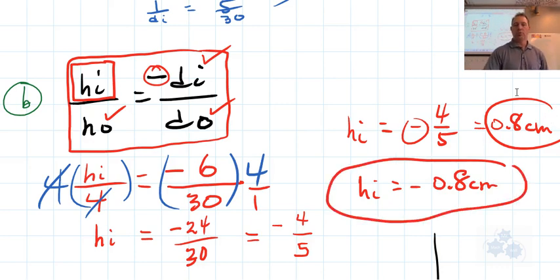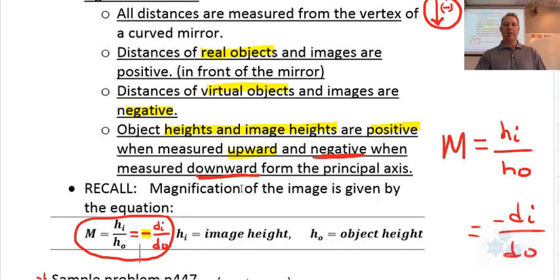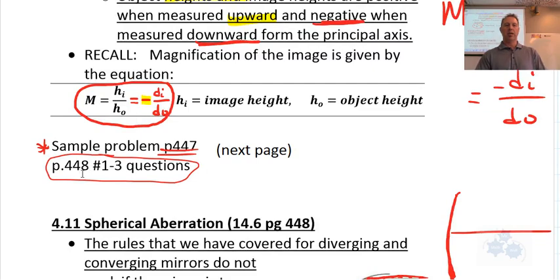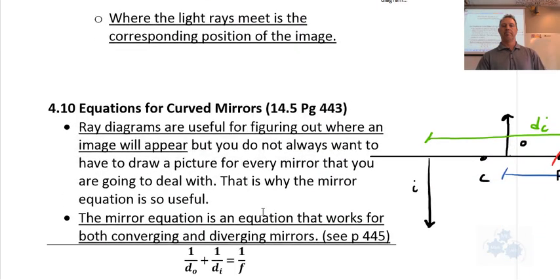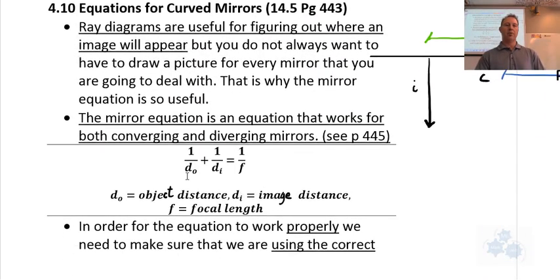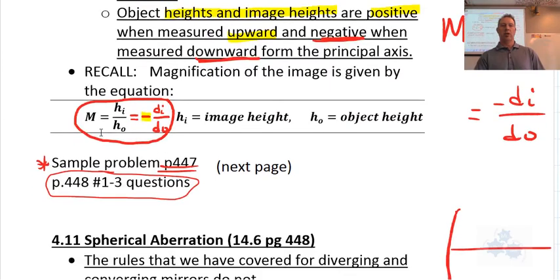Okay, so there's your problem. That's your sample problem. Now that'll help you do the assignment, which is on page 448 in your physics textbook. Okay, any questions? So remember, 1 over DO plus 1 over DI equals 1 over F. And also the magnification equation, which is HI over HO equals negative DI over DO. You remember those two, and you can solve for the heights and distances of the images and object.